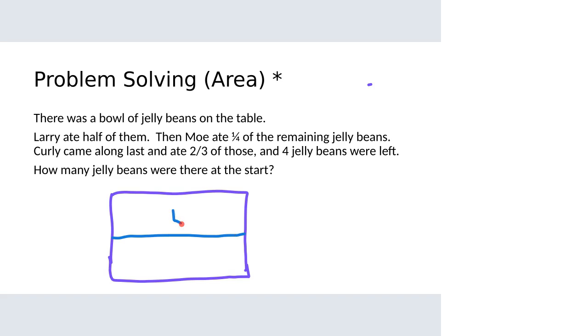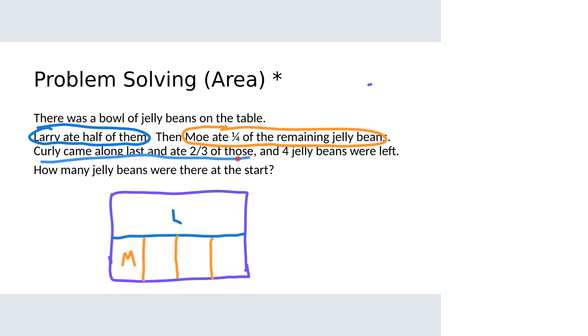You could have cut it vertically. That's fine. No problem. Okay, then Larry ate half, so we took care of that. Now Mo ate 1/4 of what was left. So what I have left down there, I need to cut into fourths. And Mo ate 1/4 of those. Okay, so that's Mo. And now Curly ate 2/3 of what was left at this point. So Curly came along and ate 2/3 of what was left.